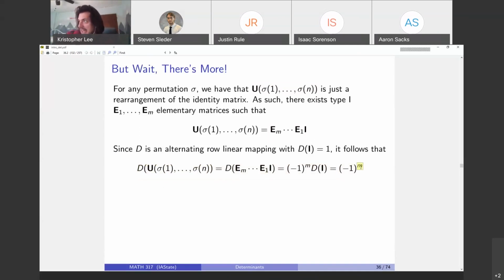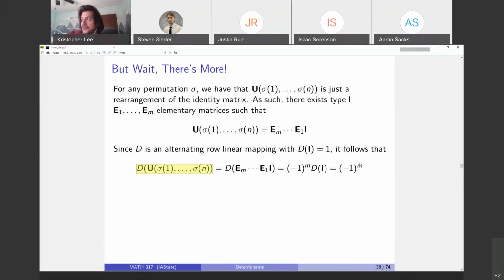Which means that the m that we found here can only ever be odd or even. There's no possibility of finding an m and an n that both work and they have different parity. That would violate that this is a function.